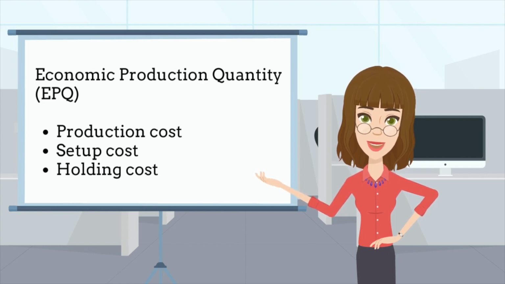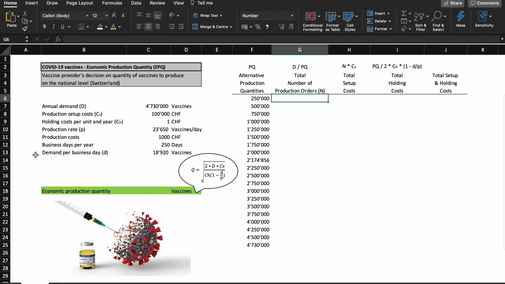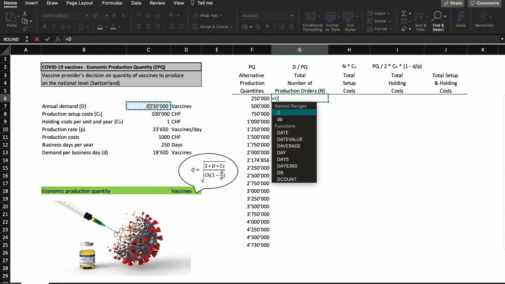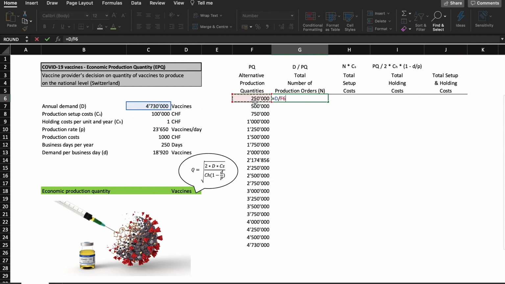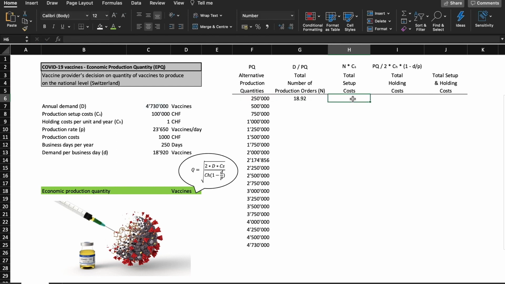I'll show you what I'm talking about by introducing to you the economic production quantity in Excel. Left of the spreadsheet, there are all the relevant data that we have to deal with. And after choosing some arbitrary production quantities, we calculate the production batches needed for each alternative by dividing the total demand for vaccines by the alternative production quantities. The third column shows the total setup costs, which are equal to the number of production batches multiplied by the setup costs for each production.